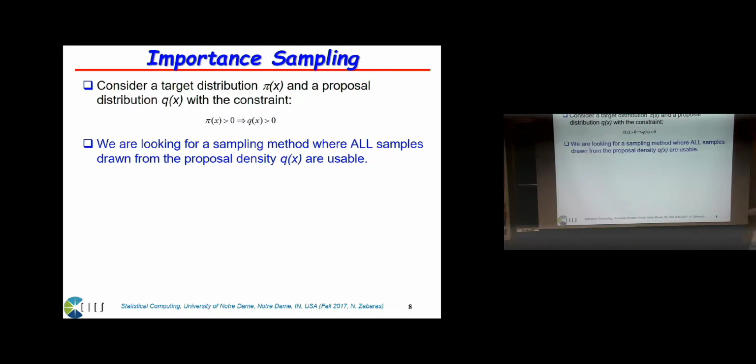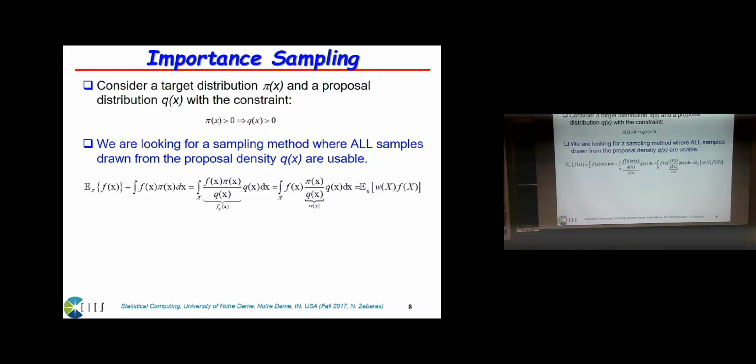Importance sampling. So we're going to sample from pi. We're going to introduce a proposal distribution Q, and anywhere pi of x is positive, Q of x has to be positive. Otherwise, you're going to get into difficulties in the algorithm if this condition is not satisfied. So here's the calculation of the expectation of f under the distribution pi, very simple, one line. This is our objective. This is what we need to compute.